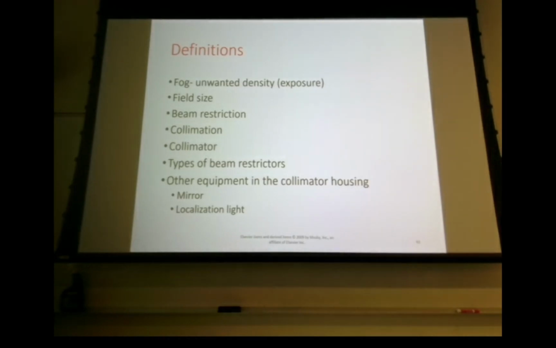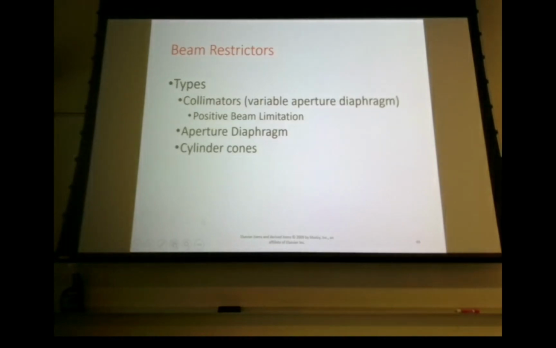So field size, beam restriction, collimation, and collimator, really pretty much all the same thing. It's the equipment we use to accomplish the same thing, and that's beam restriction to expose less tissue. And then other equipment in the collimator housing, we have the mirror and the localization light. And if you remember, the light is offset, right? The light's a little bit offset, and then it shines into the mirror, which projects the field size, and it should be congruent to or equal to the beam of radiation.